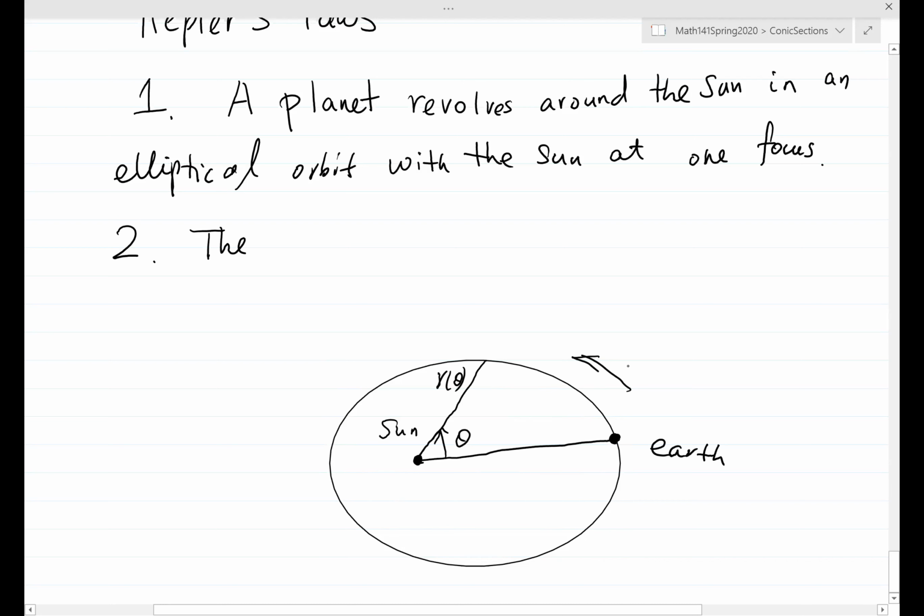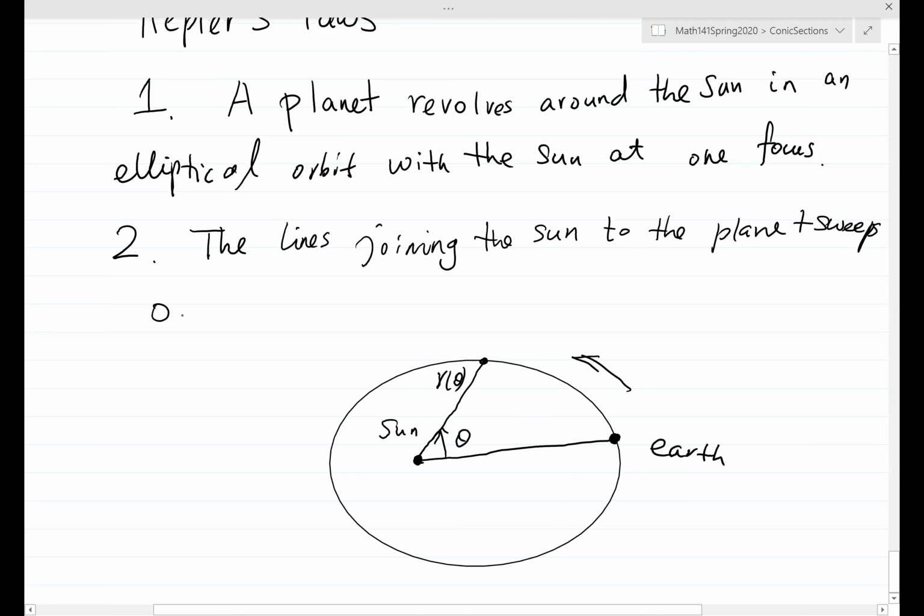Now in unit time, the radius, the line segment between the Earth and the sun, will sweep out equal areas in equal times. This is the second law. The line that joins the sun to the planet, or to the Earth, sweeps out equal areas in equal times.